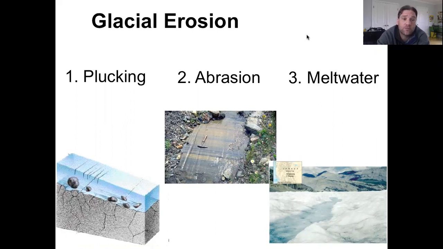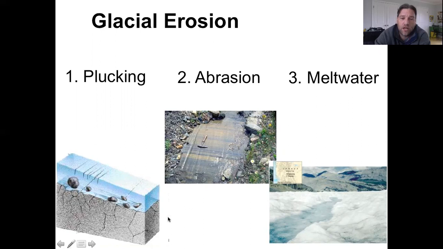So let's start with erosion. There are three ways in which a glacier can erode the surface of our planet. And the first one is by plucking. And so you see the picture here. Glaciers are very strong, they're slow moving. And so if there are rocks that are jutting out, it's going to break them off and then collect them and take them on that very slow ride of the glacier.